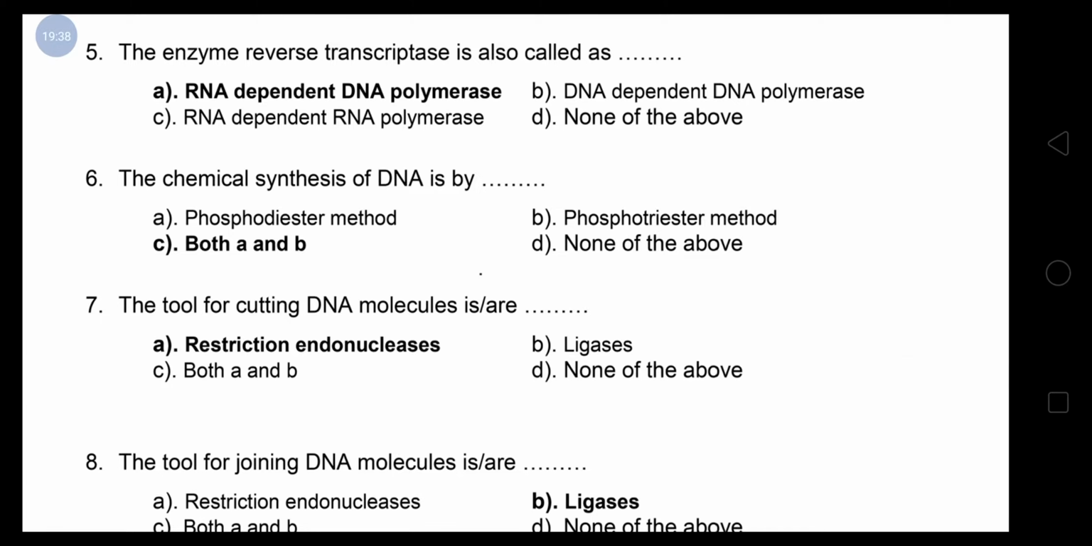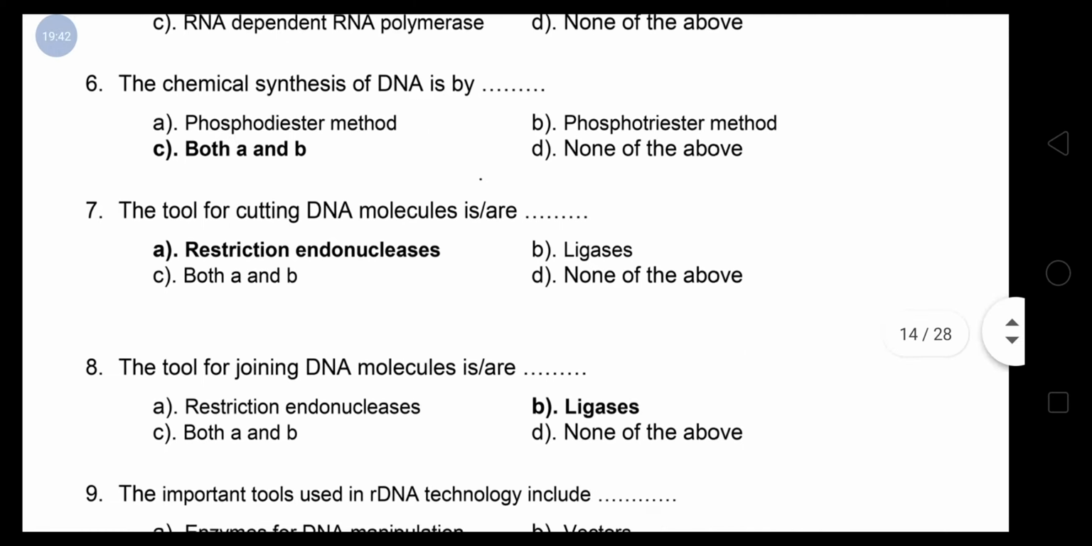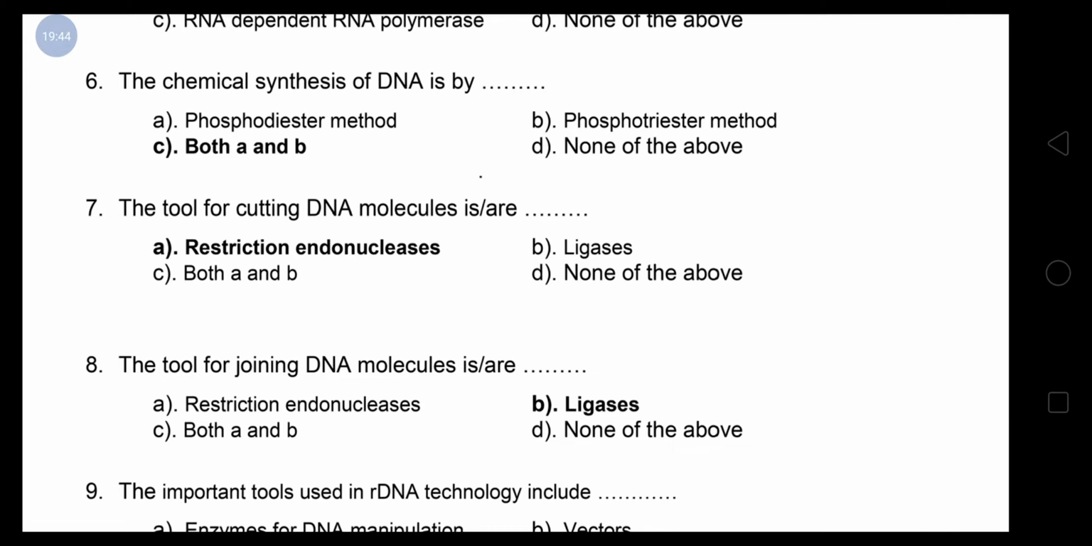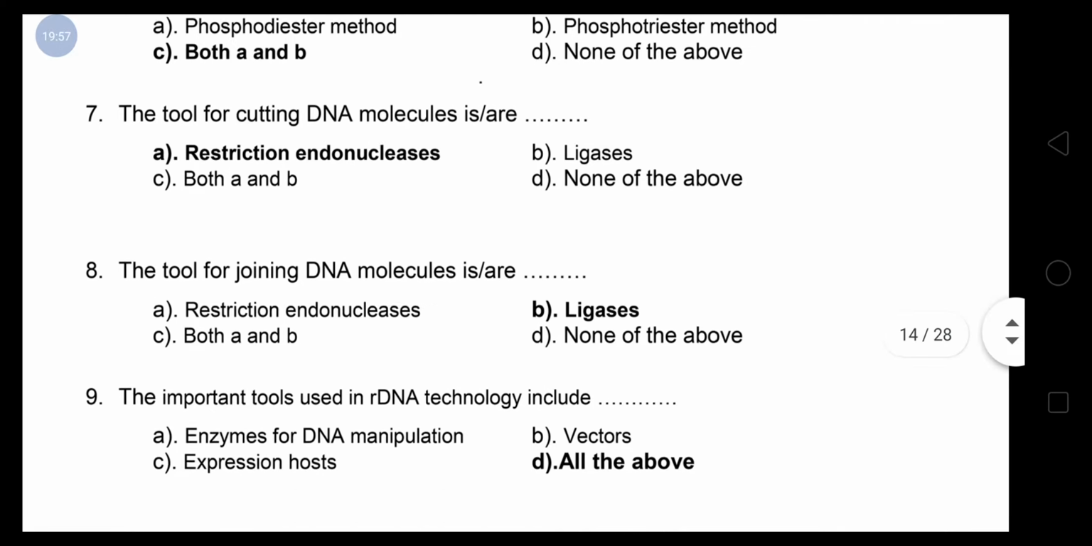The process of reverse transcription is also called teminism. Chemical synthesis of DNA is by phosphodiester and phosphotriester method. The first method used to artificially synthesize the DNA was phosphodiester, but phosphotriester method is most popular.